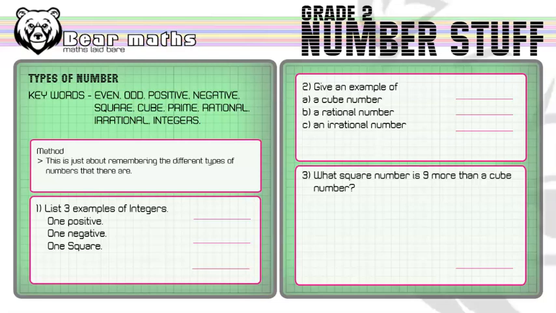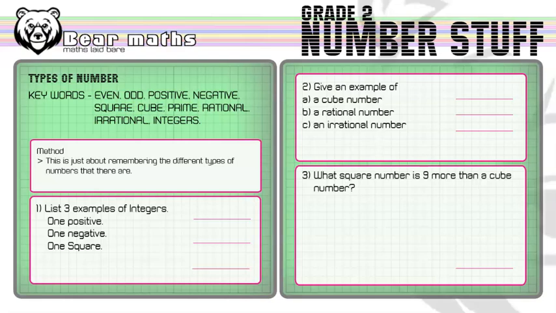This video is on types of number. Now there's not really much to this one other than just learning what the different types of numbers are. I've put some keywords in there for the different types of numbers. You've got even, odd, positive, negative, square, cube, prime, rational, irrational and integers. Okay, so all useful words to understand in order to be able to answer these types of questions. So I'm just going to run through what each of those types of numbers is whilst I'm doing the questions.